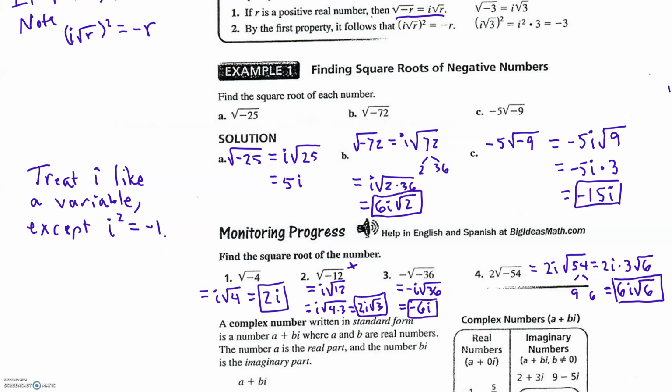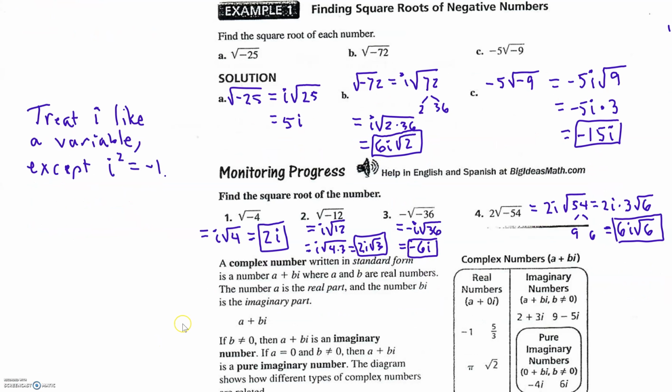This one is 2i times the square root of 3. Second one is 2i times the square root of 3. The third one, the negative comes out from under the radical as an i, and we have negative i times the square root of 36 because there was a negative out here. So negative i times the square root of 36, and then we have negative i times 6, which is negative 6i. And the last one, just follow how to simplify the square root of 54.